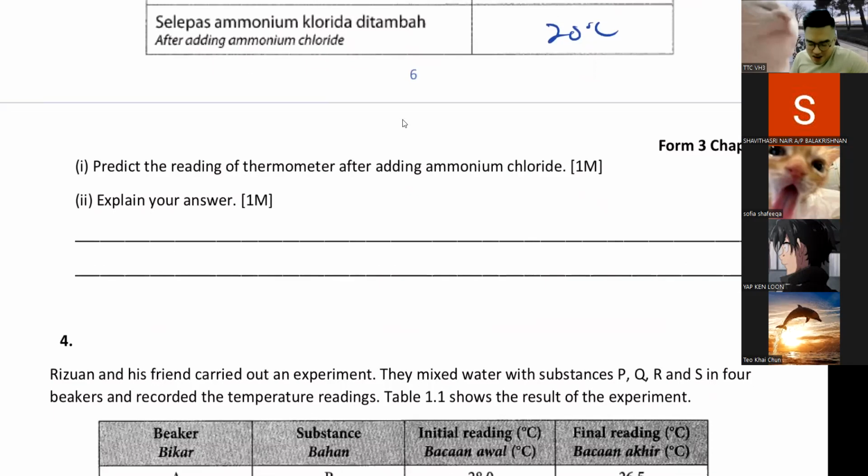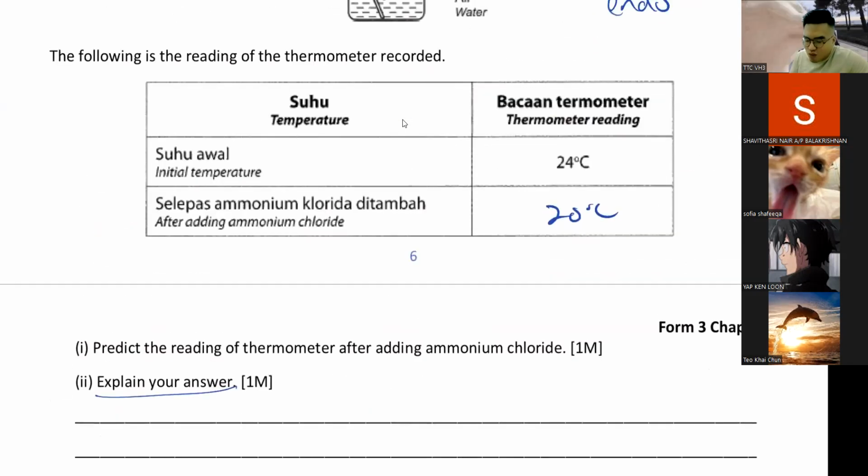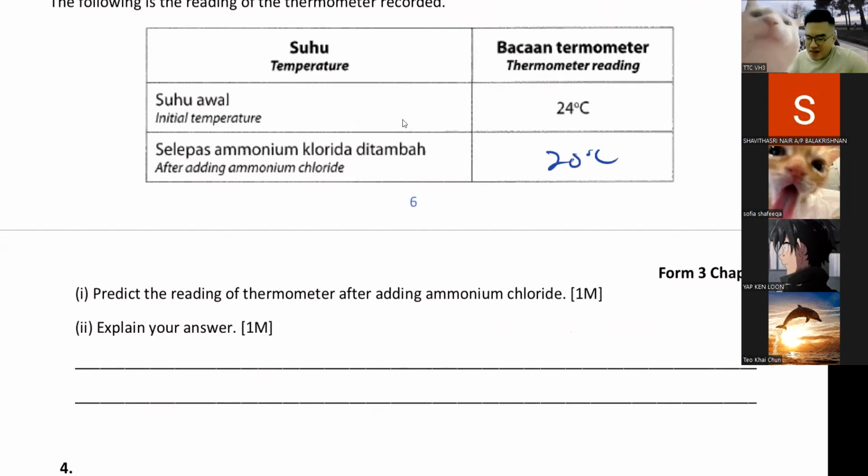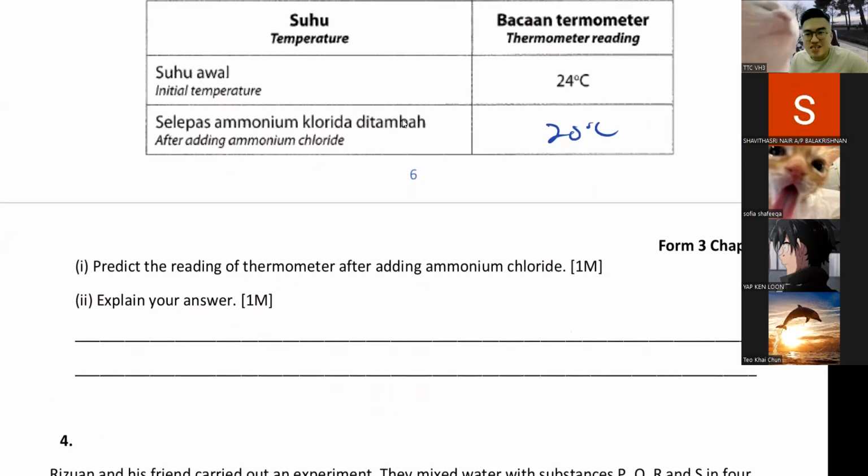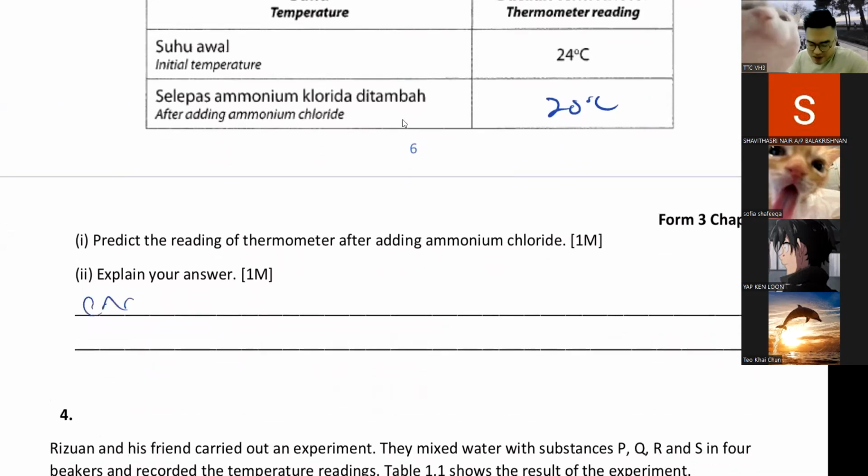Don't love it lah. Okay, so explain your answer. Why is it like this? Because this reaction is, what reaction is this? Yes, this is endo. The reaction is endothermic. I'm just gonna write endo here. Okay, sue me, I'm just lazy.